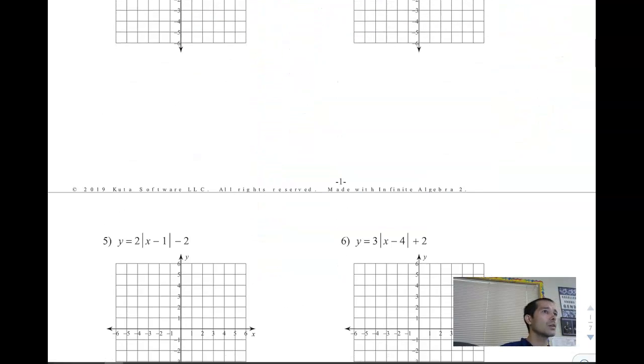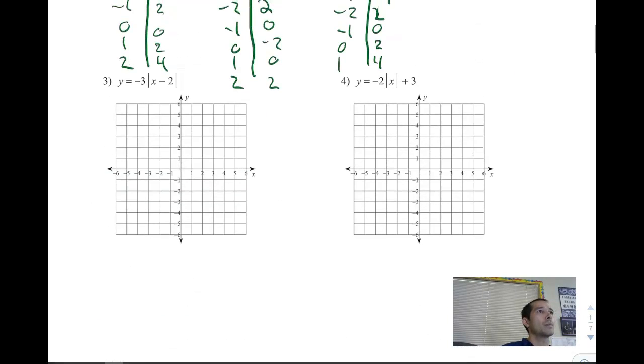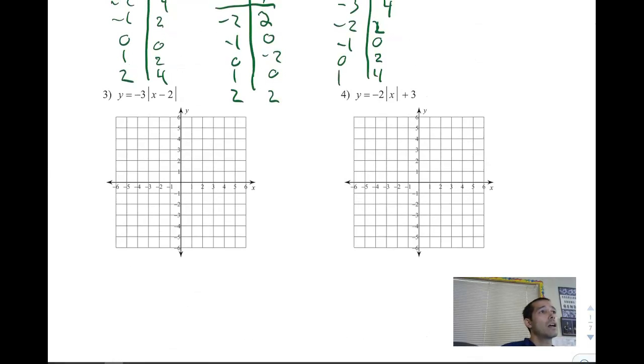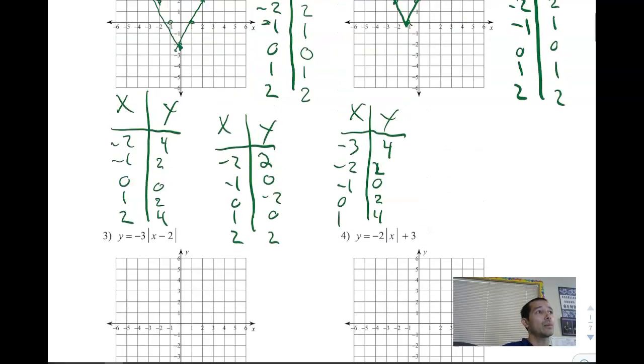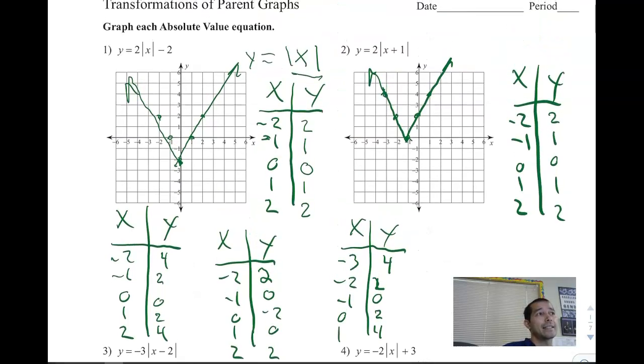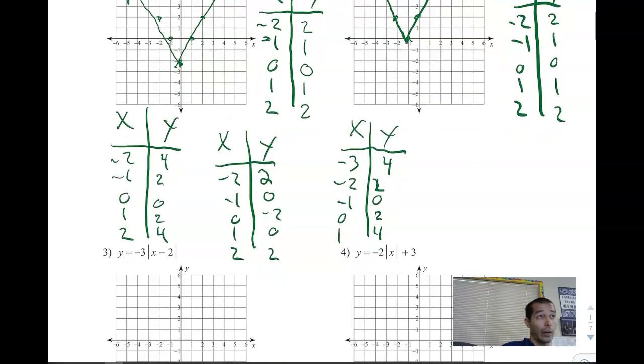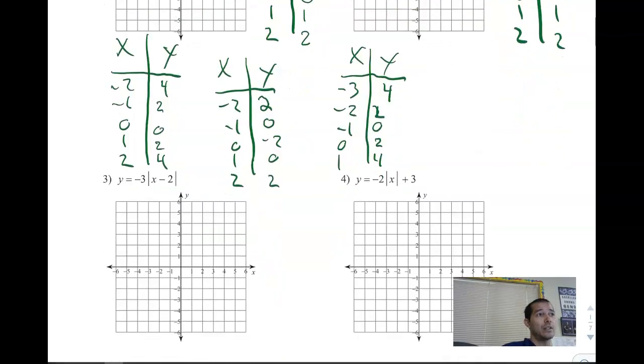Let's do one that got flipped. So I'm going to do one of these, okay? How about number 3? That's a good one. So again, we always start the same way. You don't have to rewrite the XY chart every time because it's the same thing for any absolute value equation, but I'm just going to do it one more time.